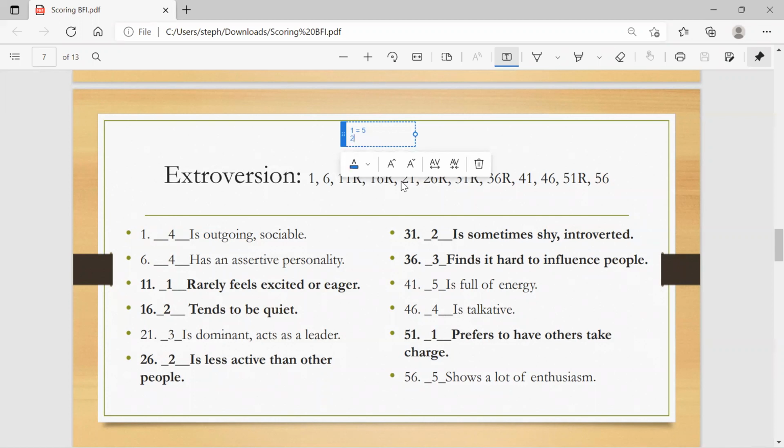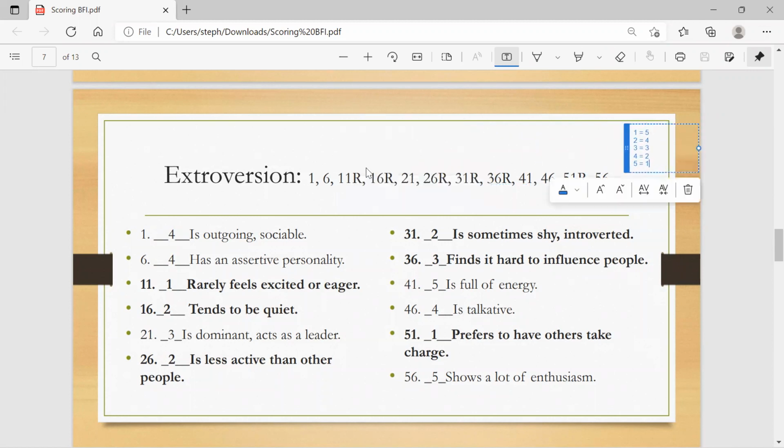If you have a 2, this will turn into a 4. 3 will remain the same because it's neutral, or no strong opinions either way. 4 will actually be a 2 reverse scored, and then 5 will be a 1. Let me put this somewhere where we can see it. That's what reverse coding means. I'll label this for you too.